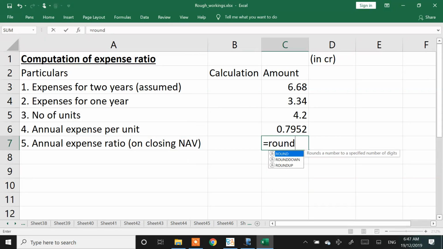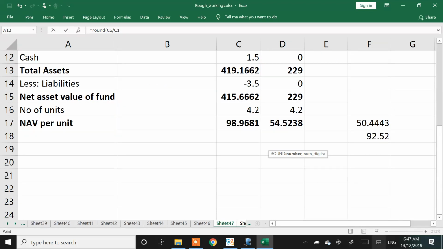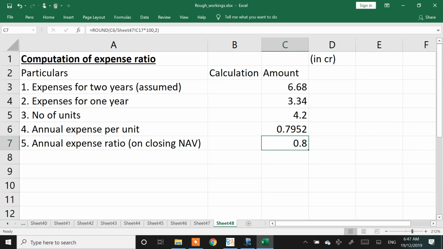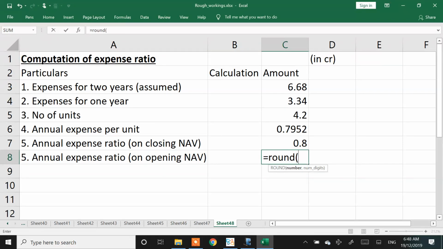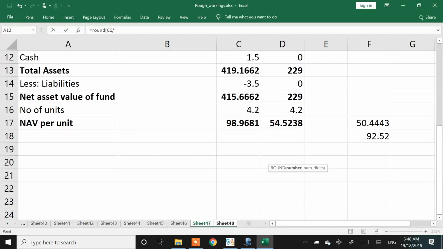So, closing NAV was this, divided by 98.9681 into 100. So, if I go by closing NAV, it's 0.8%. If I go by closing NAV, which is 0.7952 divided by that 98 point whatever number was there into 100. So, 0.8% is my answer if I go on closing NAV. Same thing on opening NAV: this divided by my opening NAV, which was 54.5238.